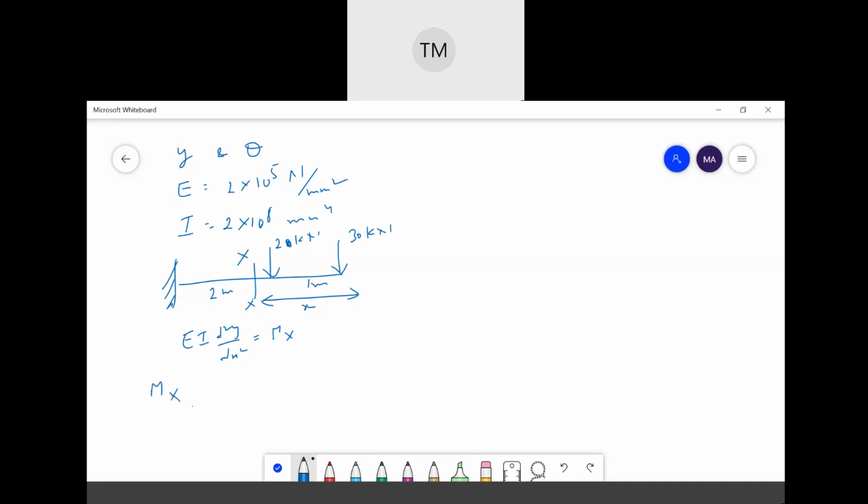What is the moment about X here? 30 into x meters, minus 30 into x. How is it acting? It is acting in a clockwise direction. From the right side, clockwise will be negative. Next you have minus 20 into, what is this distance? X minus 1. What is this distance? X minus 1, minus 20 into x minus 1.